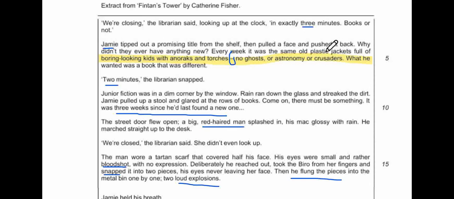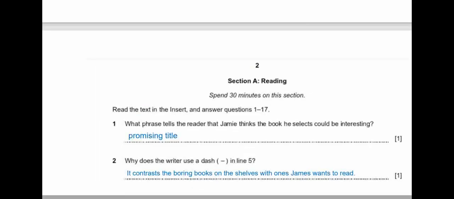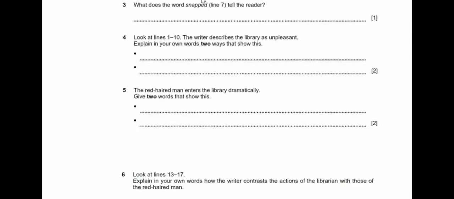So it's the contrast before the dash and after the dash. So we type down our answer: it contrasts the boring books on the shelf with ones Jamie wants to read. Next question, number 3. What does the word snapped, line 7, tell the reader?